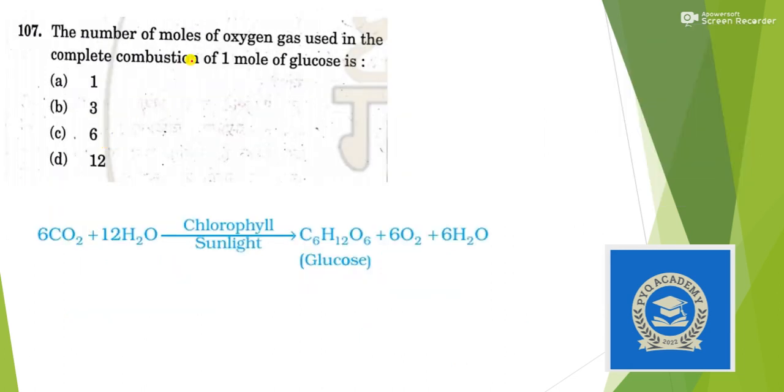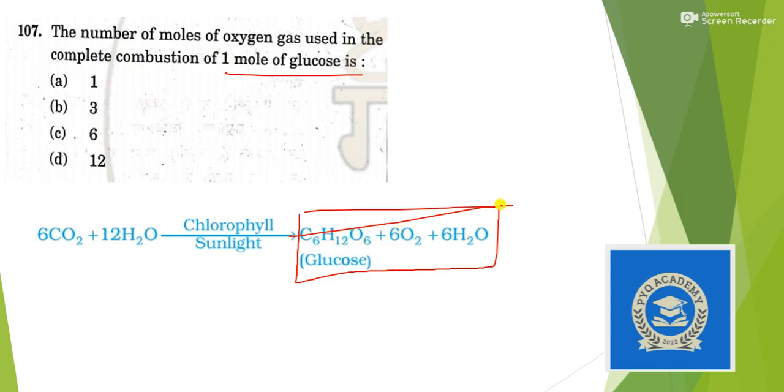Next, the number of moles of oxygen gas used in complete combustion of 1 mole of glucose. You can see here, this is combustion of glucose, because when you react anything with oxygen, it is a combustion reaction. You can see here 6 moles of oxygen is required for combustion of glucose. So the answer is option C.